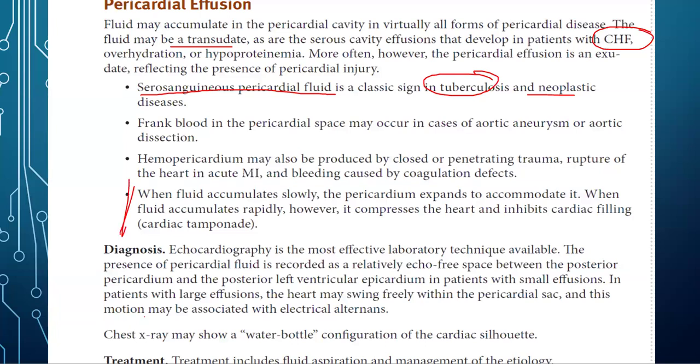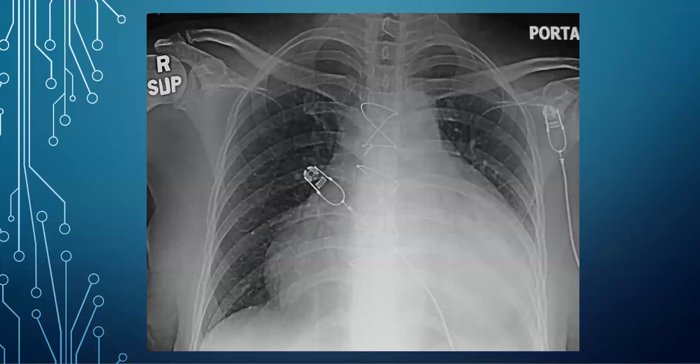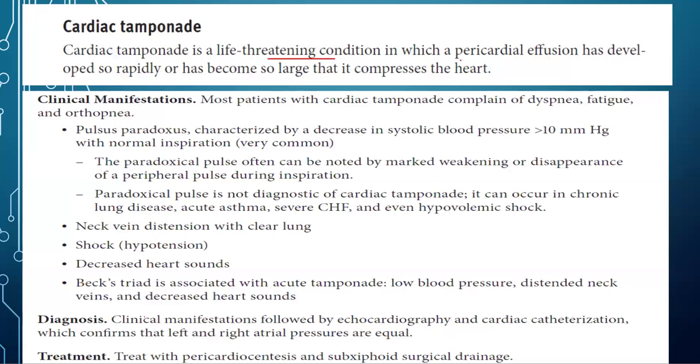The important thing is when more and more fluid accumulates around the heart, in the pericardial space. So let's see, this is the heart and that's your pericardium, right? When more and more fluid is around the heart, sometimes it can get so bad that it starts to compress the heart. When it compresses the heart, the heart cannot relax and it impairs cardiac filling. That's the time we call this cardiac tamponade. Cardiac tamponade is a life-threatening condition in which pericardial effusion has developed so rapidly or has become so large that it is now compressing the heart.